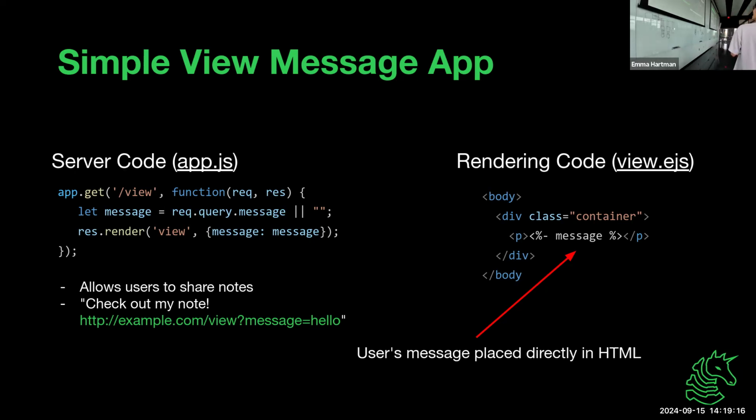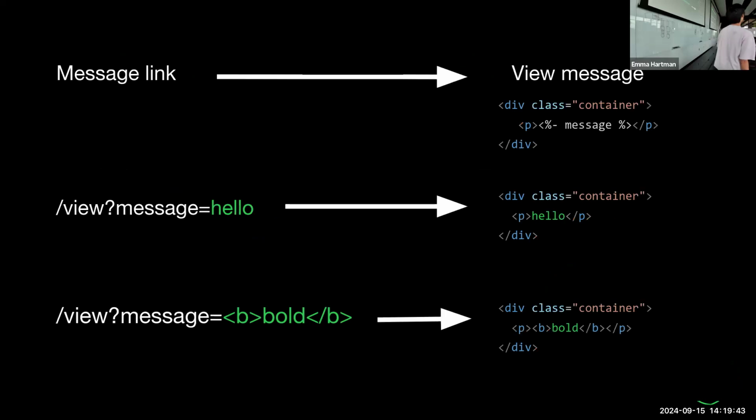So if you send a link to this website, example.com, view message equals hello, someone else going to the website will see hello on the page. This is a template, but what it does is it's going to replace this thing over here with hello. And if you think about it, you can send someone this link with something else over here, and it's going to print it right there. And maybe that's something you can do to carry out a malicious attack.